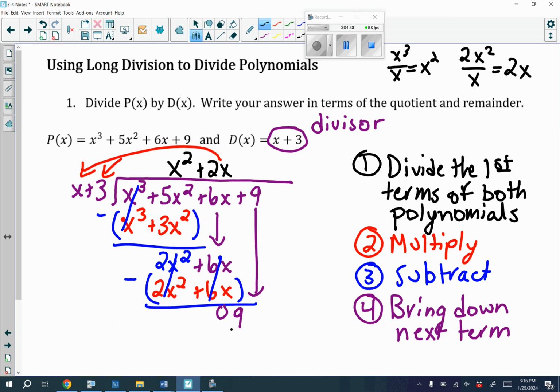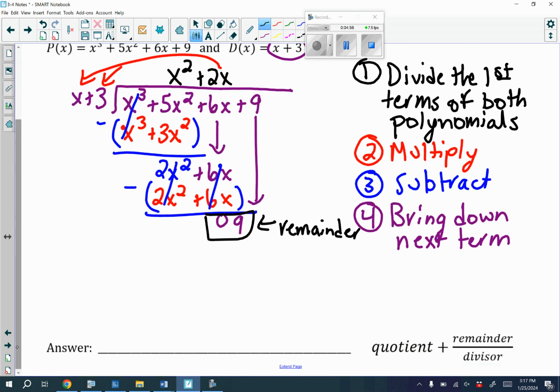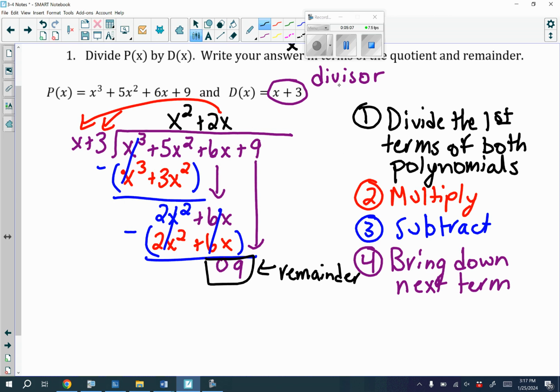Now our first term here is 9, and then we have x. Notice when I do 9 divided by x, we actually cannot do that. So we can't go through our 4 steps. Instead, we stop dividing, and notice that we have something left over. Whenever you have something left over, this is what we call the remainder. Now, how are we going to write our final answer? We write the quotient and we add the remainder over the divisor. We already talked about how 9 is the remainder and x plus 3 is the divisor.